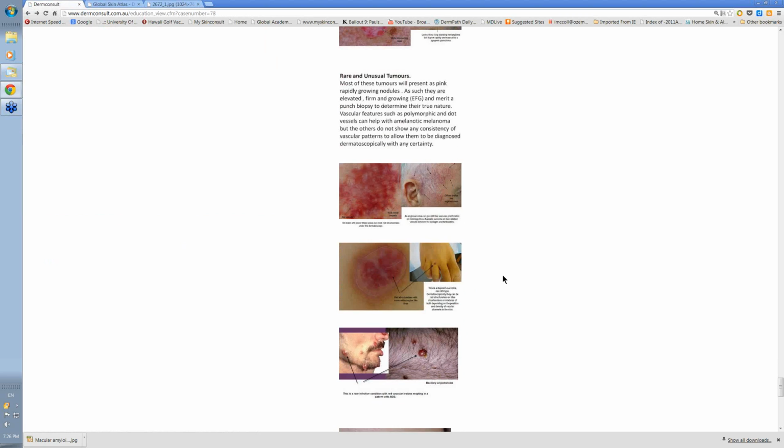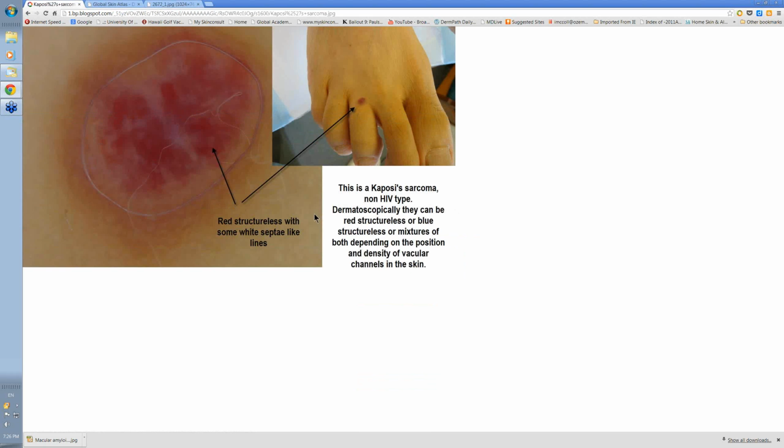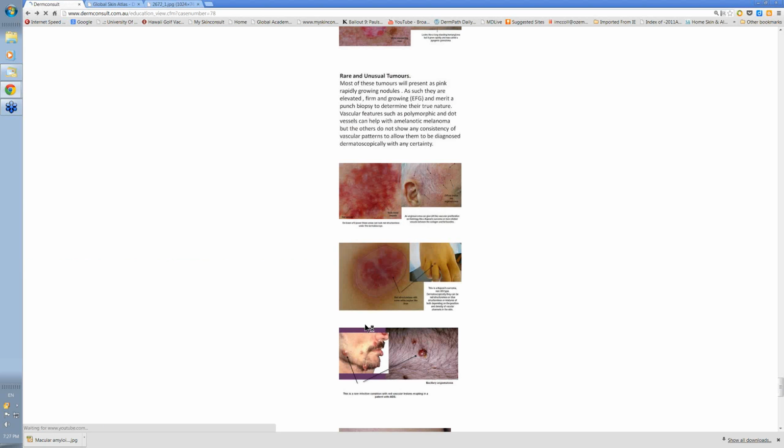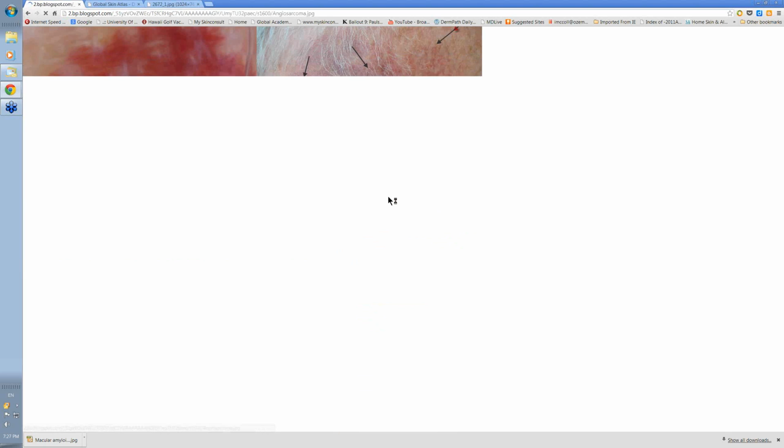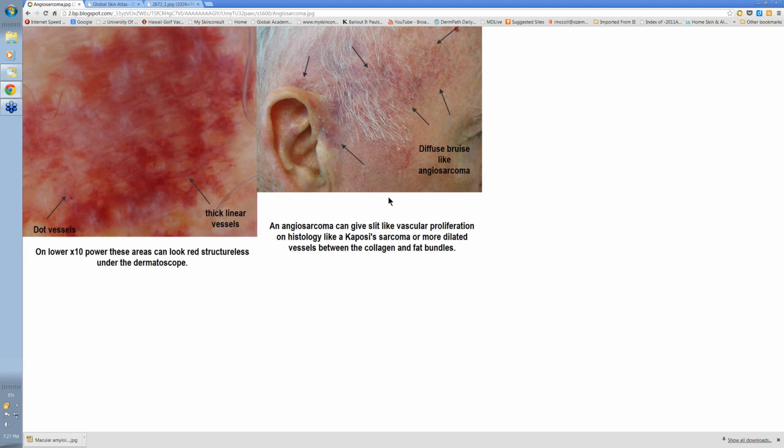There are some rare vascular tumours. We've already talked about bacillary angiomatosis in AIDS patients. There's Kaposi's sarcoma. Sometimes, as in this particular case, you'd be forgiven for thinking that was just some form of angioma. You know, red structureless area, some white septae there. But this, in fact, was a non-AIDS associated Kaposi's sarcoma. This we'll talk a little bit about during the webinar itself. I'll go into this in more detail.